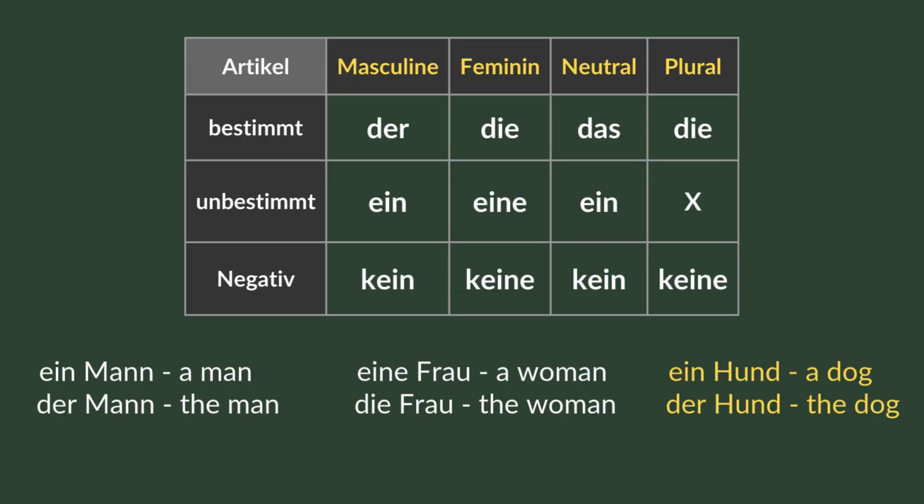And we look at some examples. You already know this maybe. Der Mann, the man, ein Mann, a man. Die Frau, eine Frau, that is the woman, a woman. Ein Hund, der Hund. The dog, a dog. And how do we say the car? It is das Auto, and a car will be ein Auto.